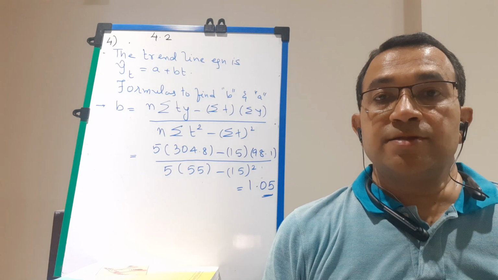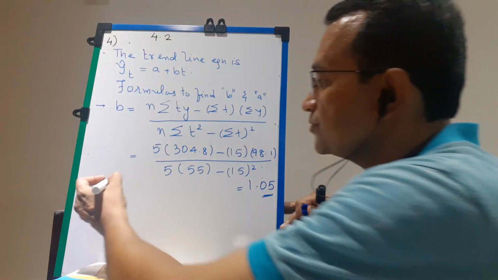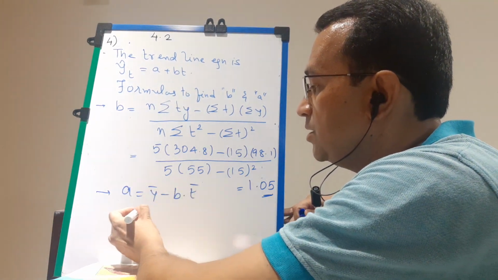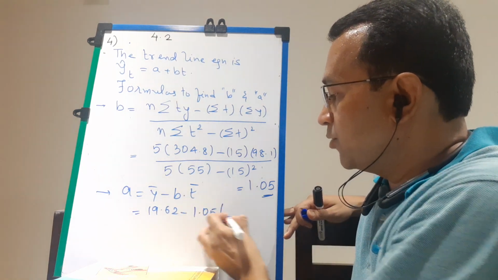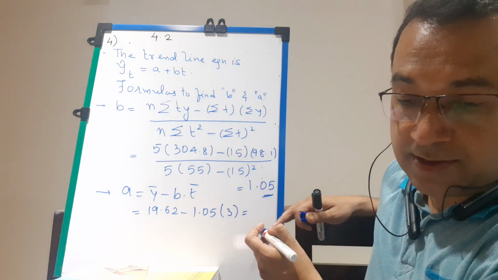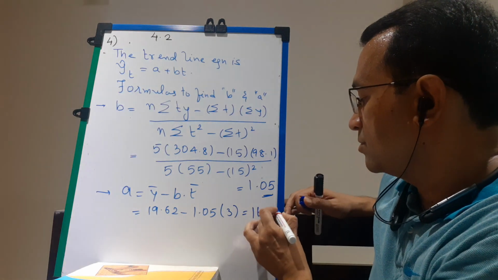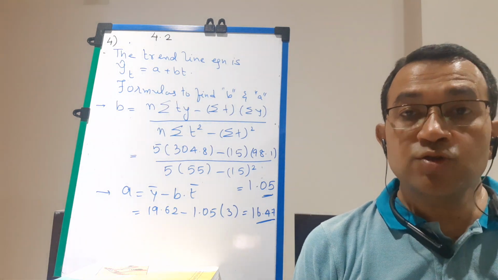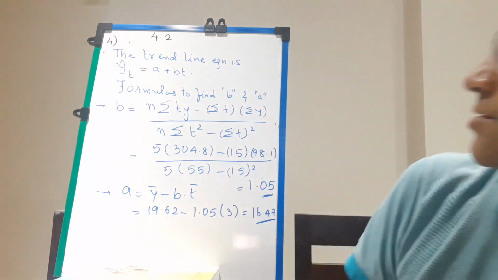Now students, a is equal to y bar minus b into t bar. Y bar is 19.62 minus 1.05 and t bar is 3. So the final answer comes out to be 16.47. So this is, students, the value of a. Now students, substituting the values of a and b, we get the trend line equation as.